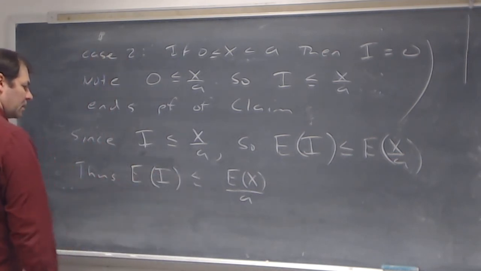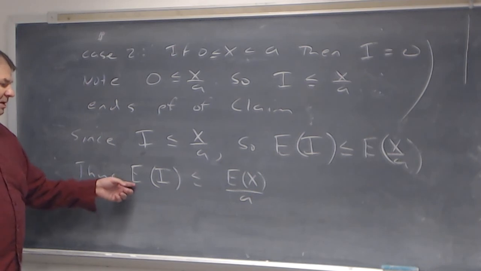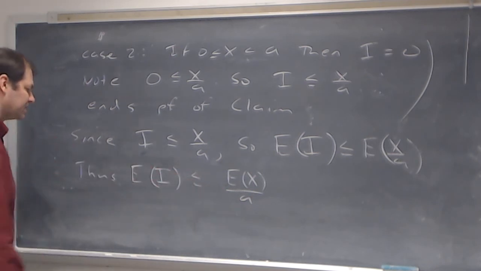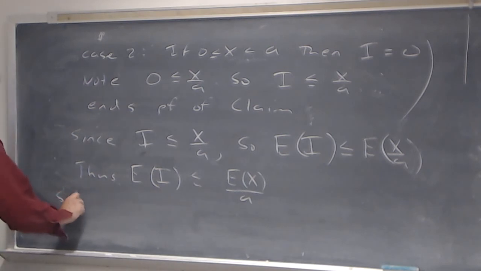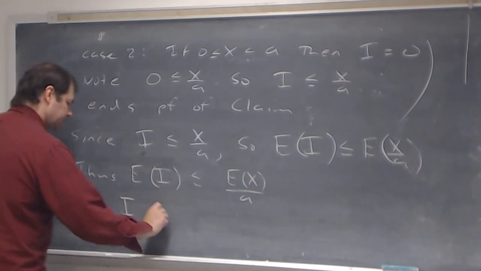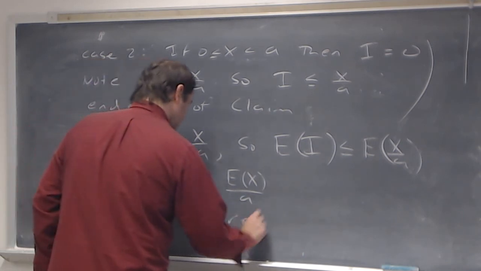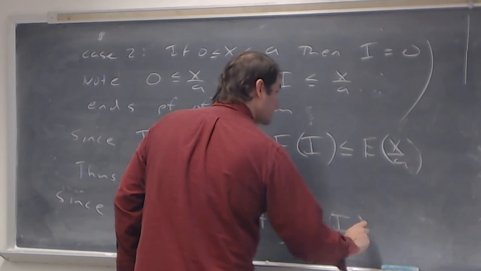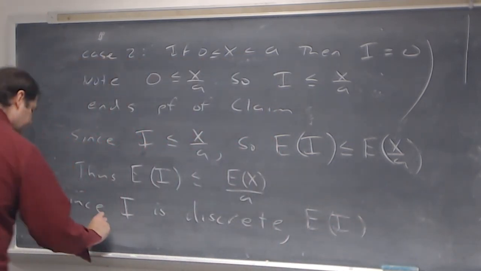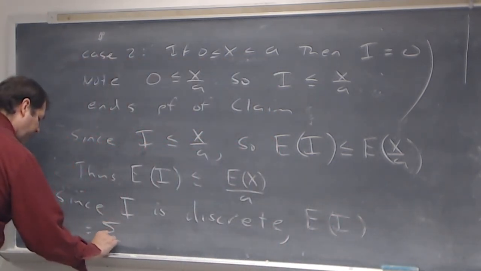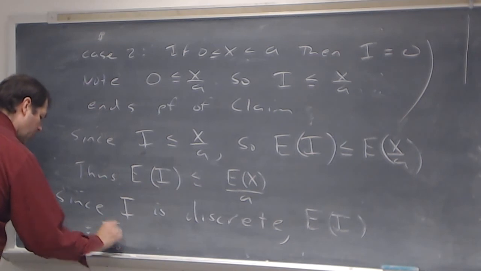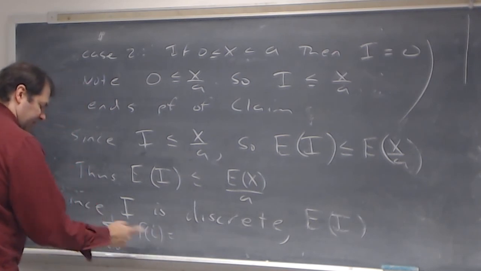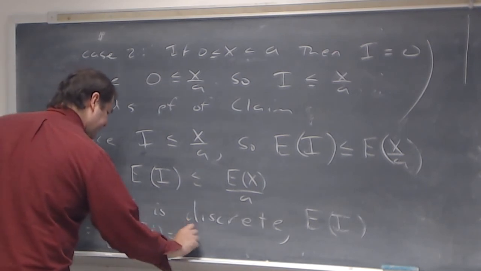Now, remember what we're trying to show. We're trying to show that the probability that x is greater than or equal to a is less than this quantity. So, what is this expected value of I? Since I is discrete, the expected value of I is the sum over all output values for I, but I can only be equal to 0 or 1, of I times f of I. Well, when I is 0, you just get 0. When I is 1, you just get f of 1.